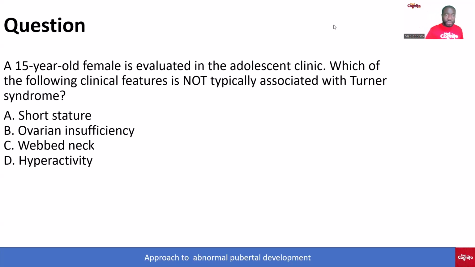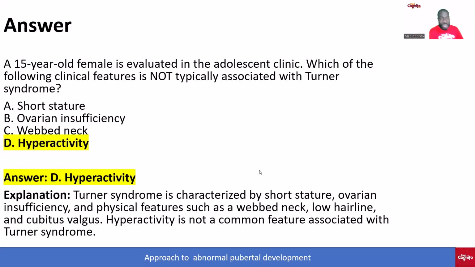So a lot of people are going for D. And the reason is because Turner syndrome is characterized by short stature. It's characterized by ovarian insufficiency and physical features such as a webbed neck. A patient may have low hairline and cubitus valgus. Hyperactivity is not a common feature associated with Turner syndrome. So we've looked at karyotyping. We have also looked at features of Turner syndrome.